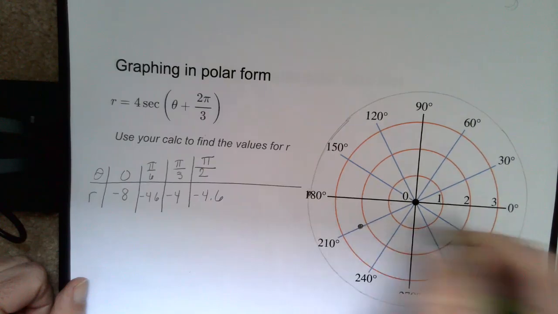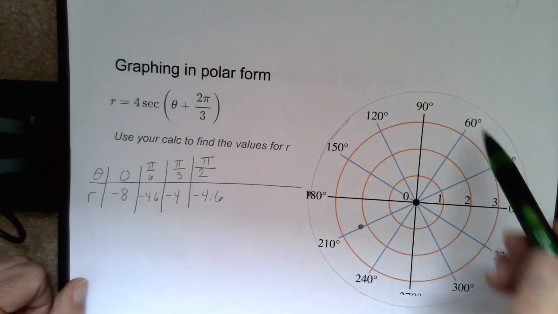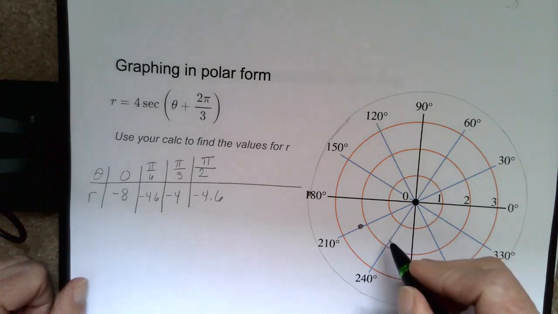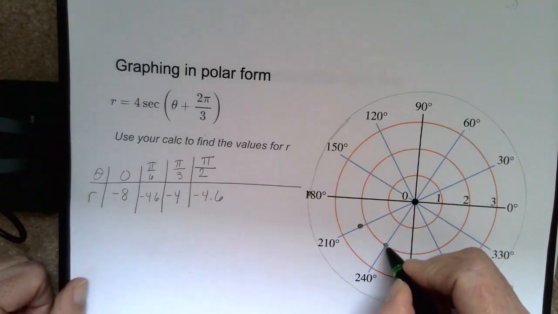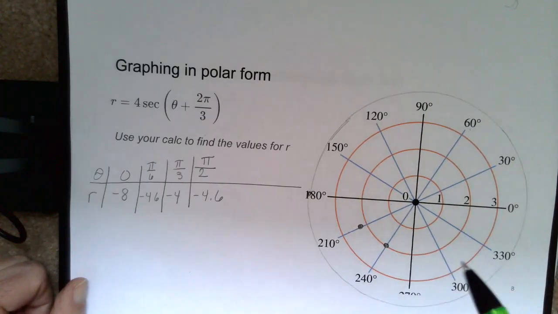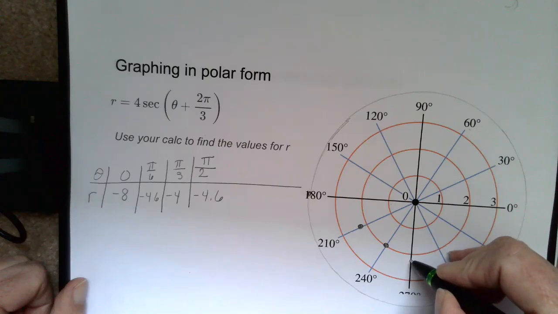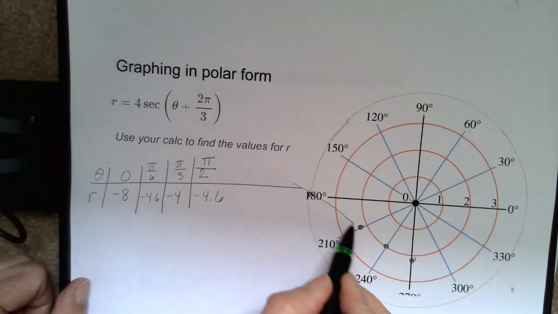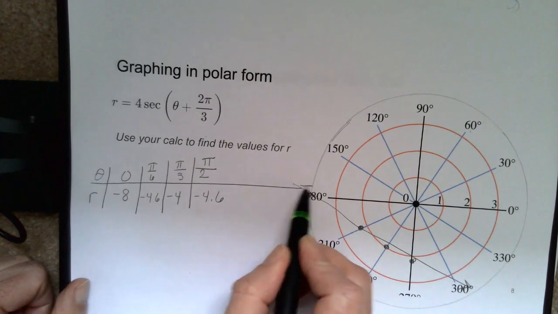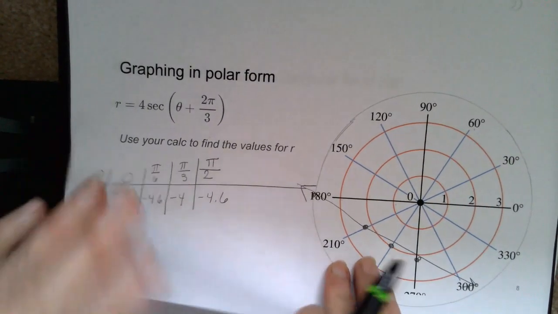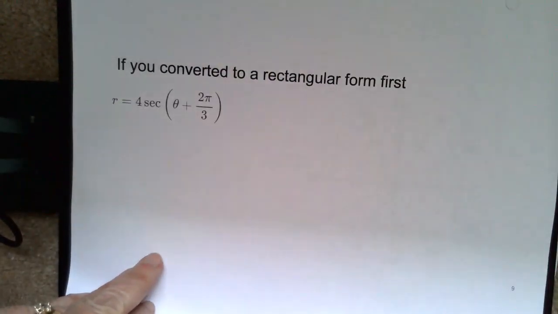We're just estimating. At pi over 3, which is right here, I'm talking about a -4. So you're talking right here. And then at pi over 2, a -4.6, you're maybe talking about right here. So here's your straight line through here. Okay, so it graphs that line. Now the truth of the matter is you could convert it first, okay?